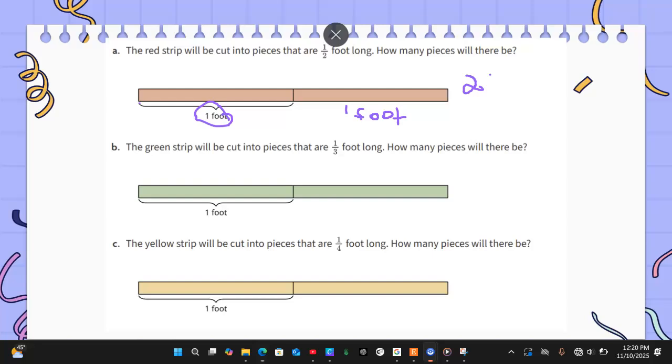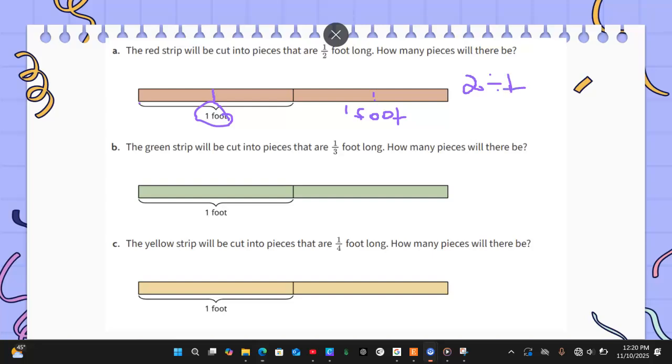Okay, and now we need to divide those 2 red strips by 1/2. So I'm going to take that and partition it into 1/2, and take this one and partition it into 1/2. So that means each portion represents 1/2.